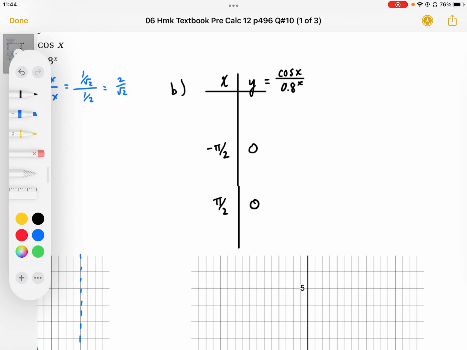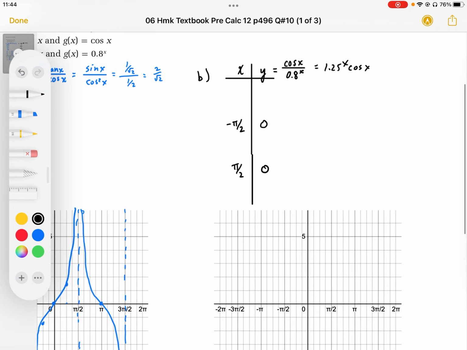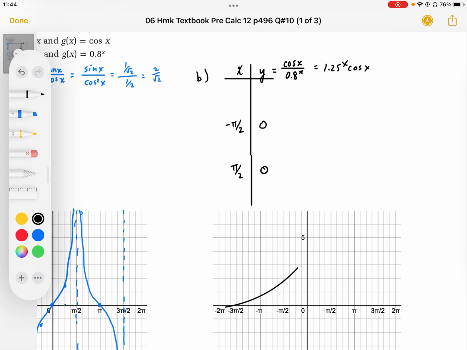The other trend I'd like you to notice is as x gets large, the denominator gets closer to 0, which means that the y value gets bigger and bigger and bigger. So essentially, this is equivalent to saying that we take the reciprocal of 0.8, which is 1.25, and we can say that this is equivalent to 1.25 to the power x times cosine x. So as x gets big, this is going to grow exponentially, and as x gets more negative, it's going to tend towards 0.